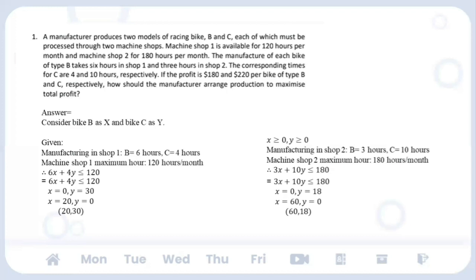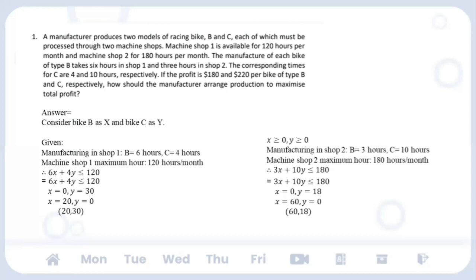And we have the constraints X greater than or equal to 0 and Y greater than or equal to 0. On shop 1, manufacturing of bike B takes 6 hours and bike C takes 4 hours, and the maximum is 120 hours. In this case, the constraint is 6x plus 4y less than or equal to 120. If x is 0, then 4y is equal to 120, or y is equal to 30.